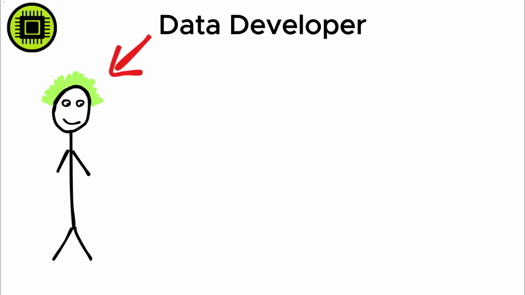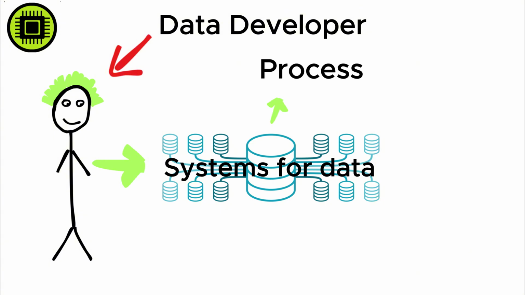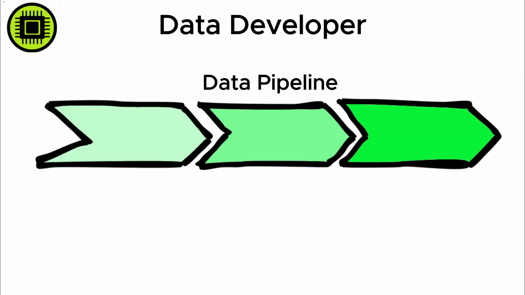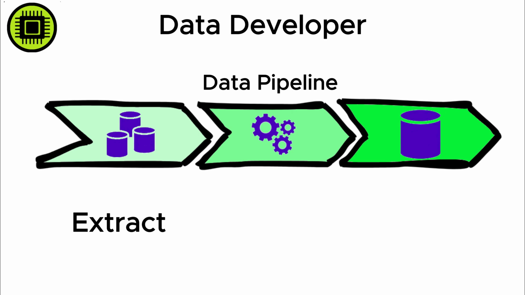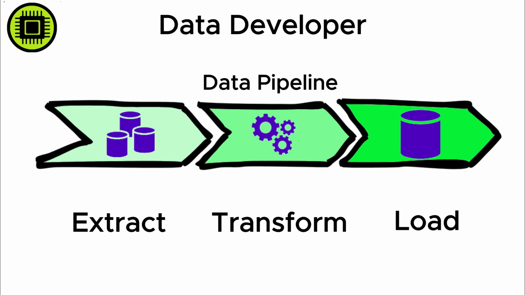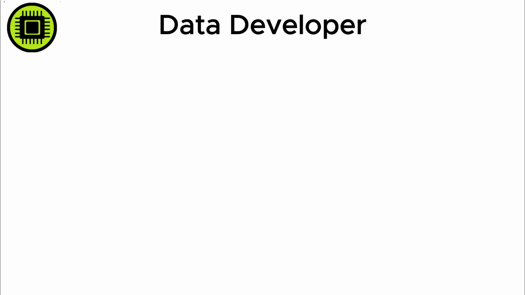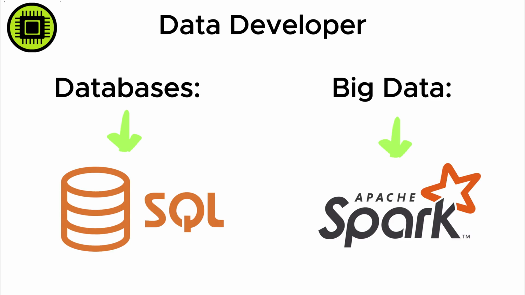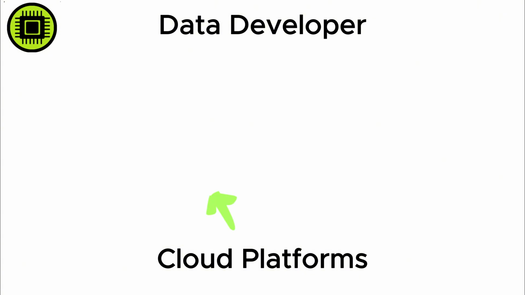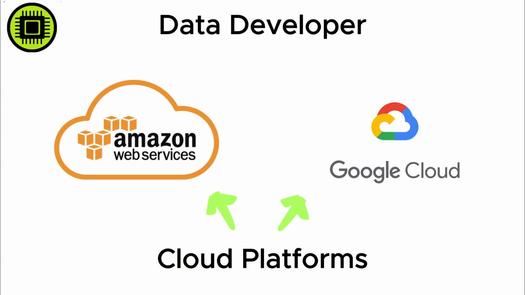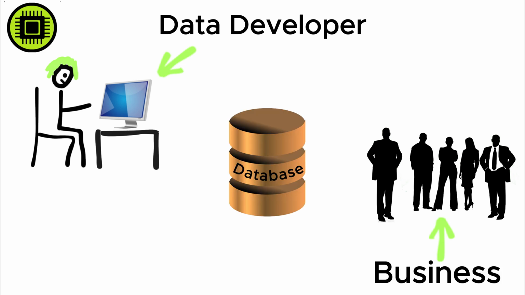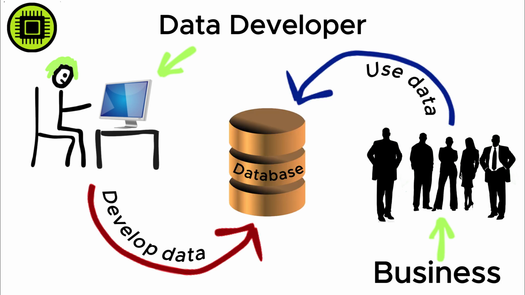Data developer. A data developer focuses on building systems to process, clean, and move data efficiently. They create data pipelines, automated workflows that extract, transform, and load data from one system to another. They work with databases like SQL, big data tools like Apache Spark, and cloud platforms like AWS or Google Cloud. Data developers ensure that businesses can access and analyze accurate, up-to-date information to make decisions.